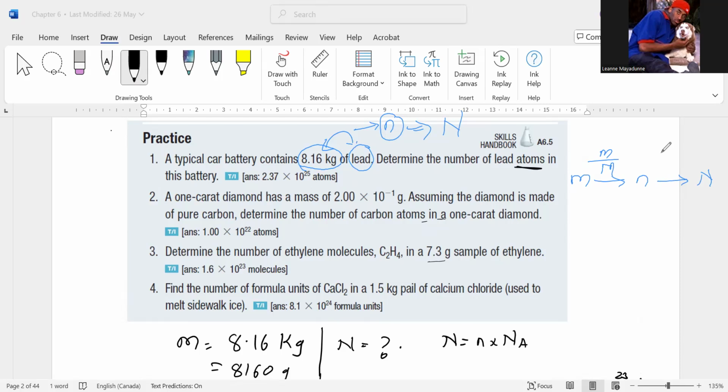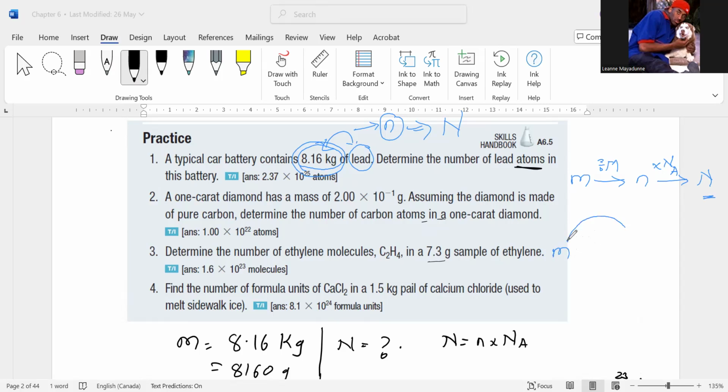Wait, is it similar to what I was doing before? Because now I got a bit lost. From the mass I determined the number of entities. You have the mass given over here, right? Now, because you have the mass, you will divide that by the molar mass, and you will get the moles. Once you get the moles, you will multiply that by Avogadro's number. You will get the entities, right? And that's it.